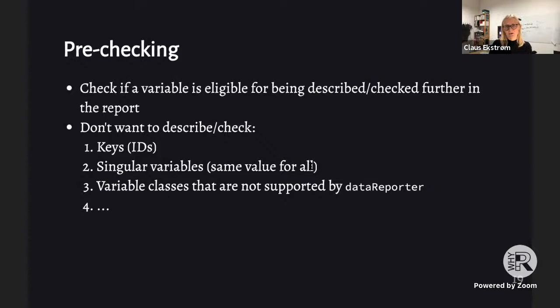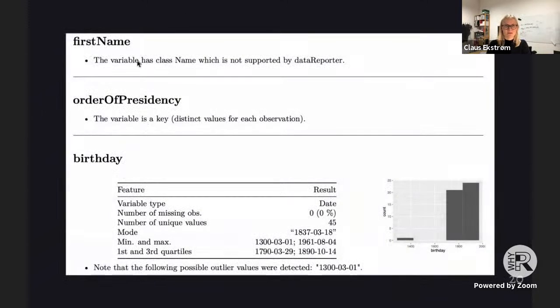And then we have implemented also a check for whether the class of the variable is supported by the dataReporter package. But you can also add more, and you could implement your own extra check functions if there's something specific you don't want in the report. Okay, so just to reiterate, this is where we see how it looks if something doesn't pass the pre-check, so it doesn't get summarized and visualized and checked, like this and this.